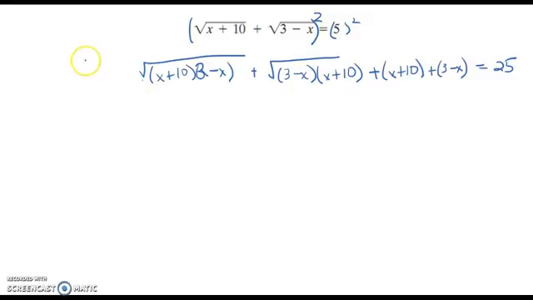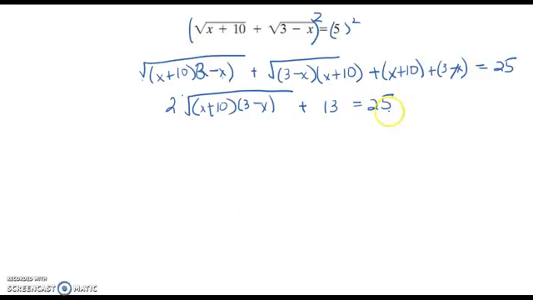So when I multiply the square root of x plus 10 times the square root of x plus 10, I get x plus 10. When I multiply 3 minus x times the square root of 3 minus x, I get 3 minus x. When I multiply them both, I get the other two factors. So then when I simplify, I get 2 times the square root of (x plus 10)(3 minus x), plus, the x's actually cancel out here when I add them, plus 13 equals 25.